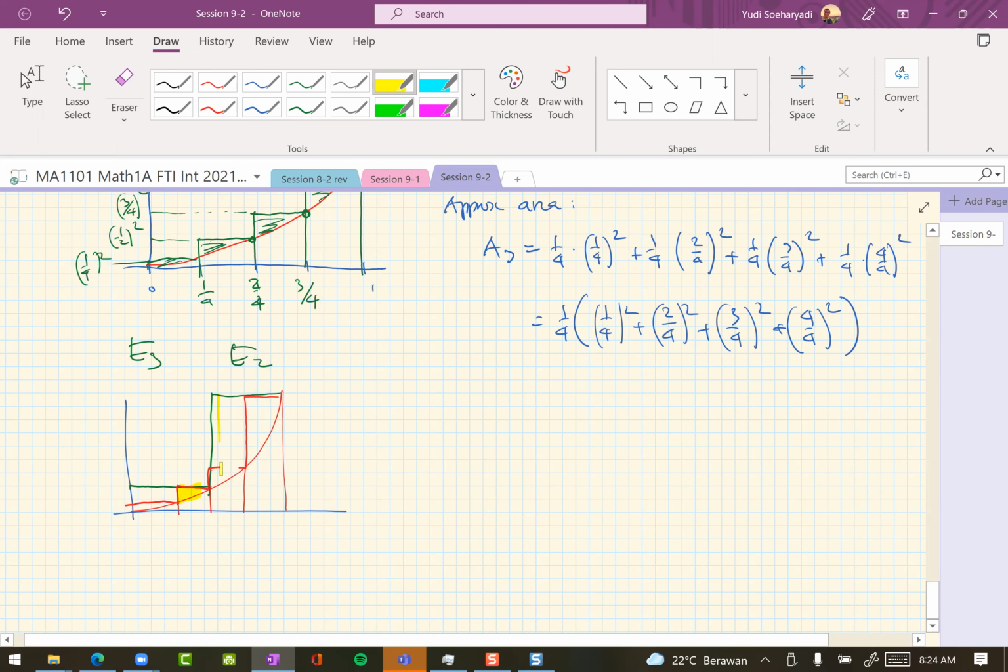Oh yeah, that's correct actually. This is the difference. We don't have this. Okay, so this is the difference. Okay, so in this case, E3 is smaller than E2. So E3 is better. It's a better approximation.